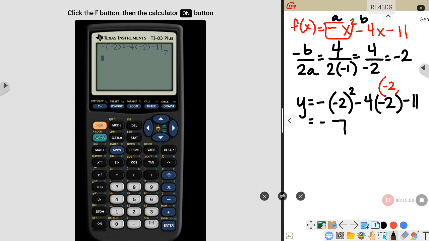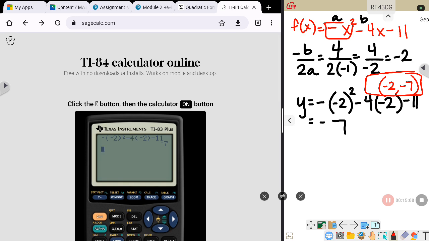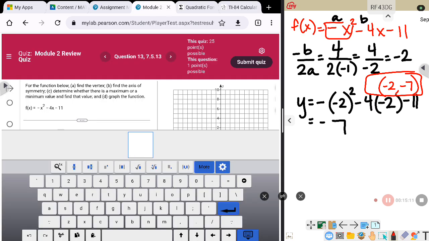So the y-coordinate of the vertex is at -7. So your vertex is at -2, -7. And again, enter that as an ordered pair. -2, -7.